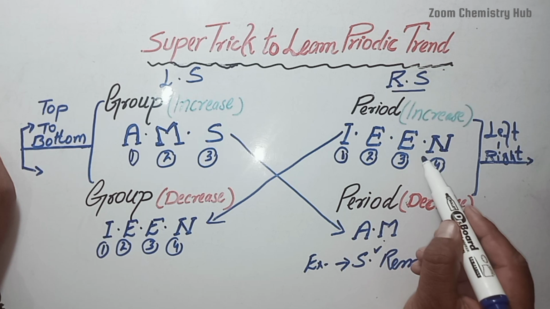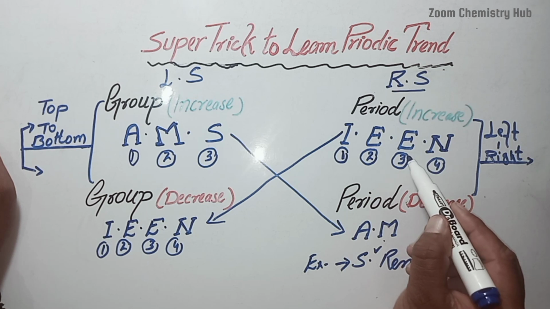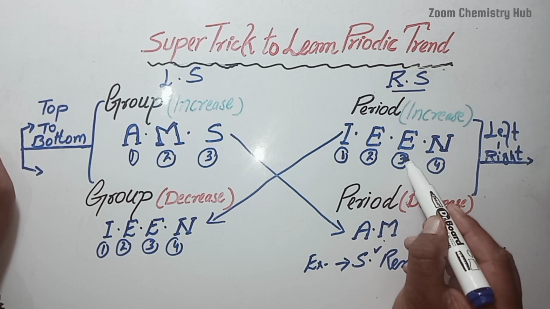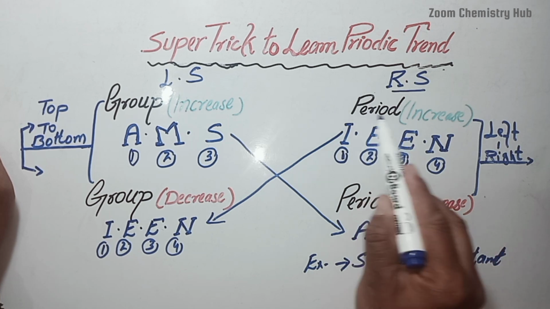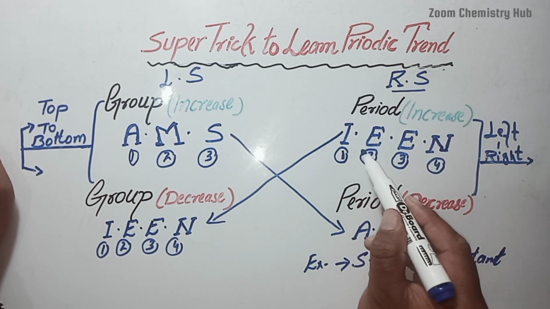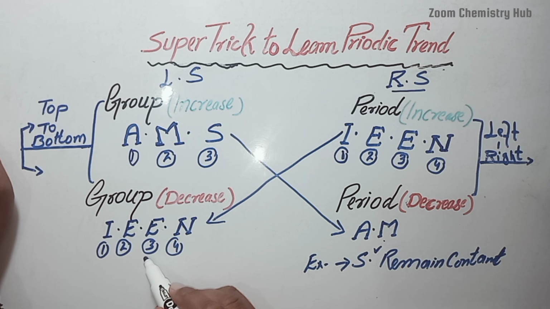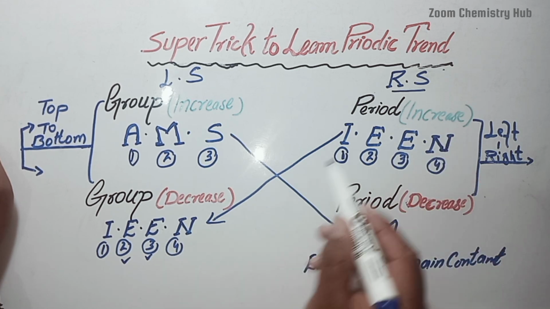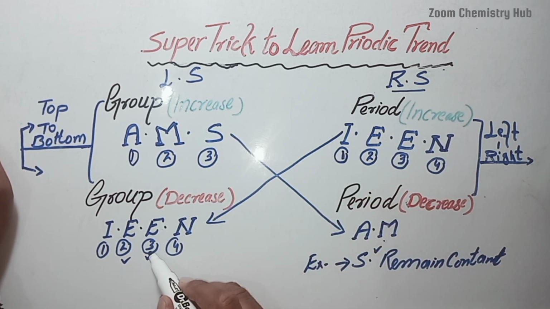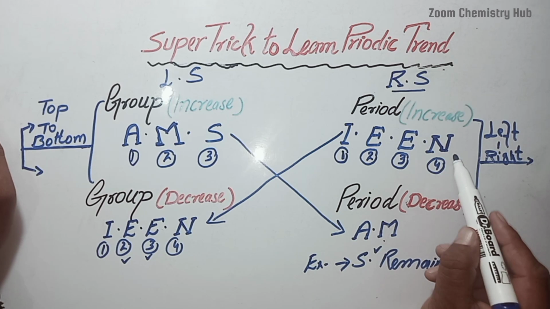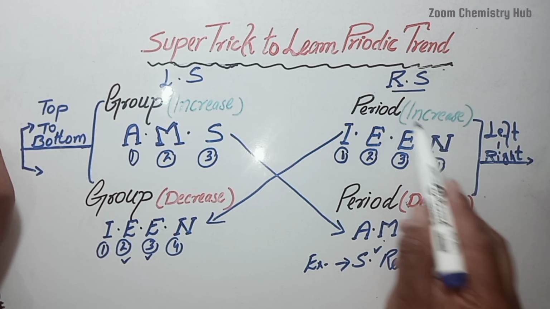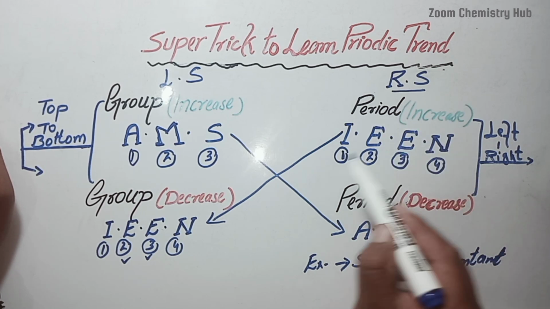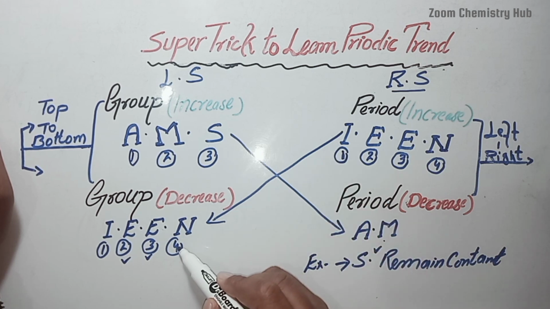Similarly, electronegativity increases in the period and decreases in the group. And the last one, nuclear charge, increases in the period and decreases in a group.